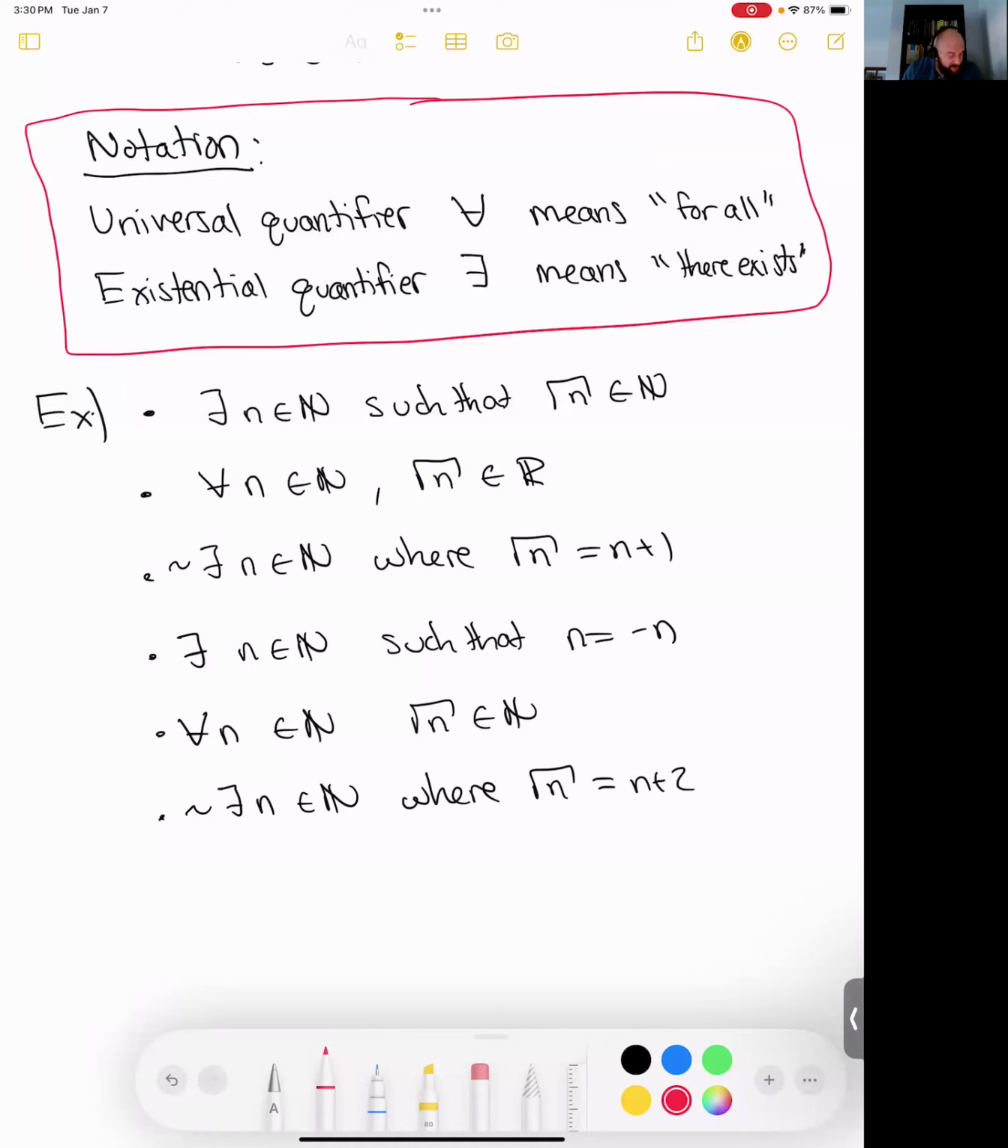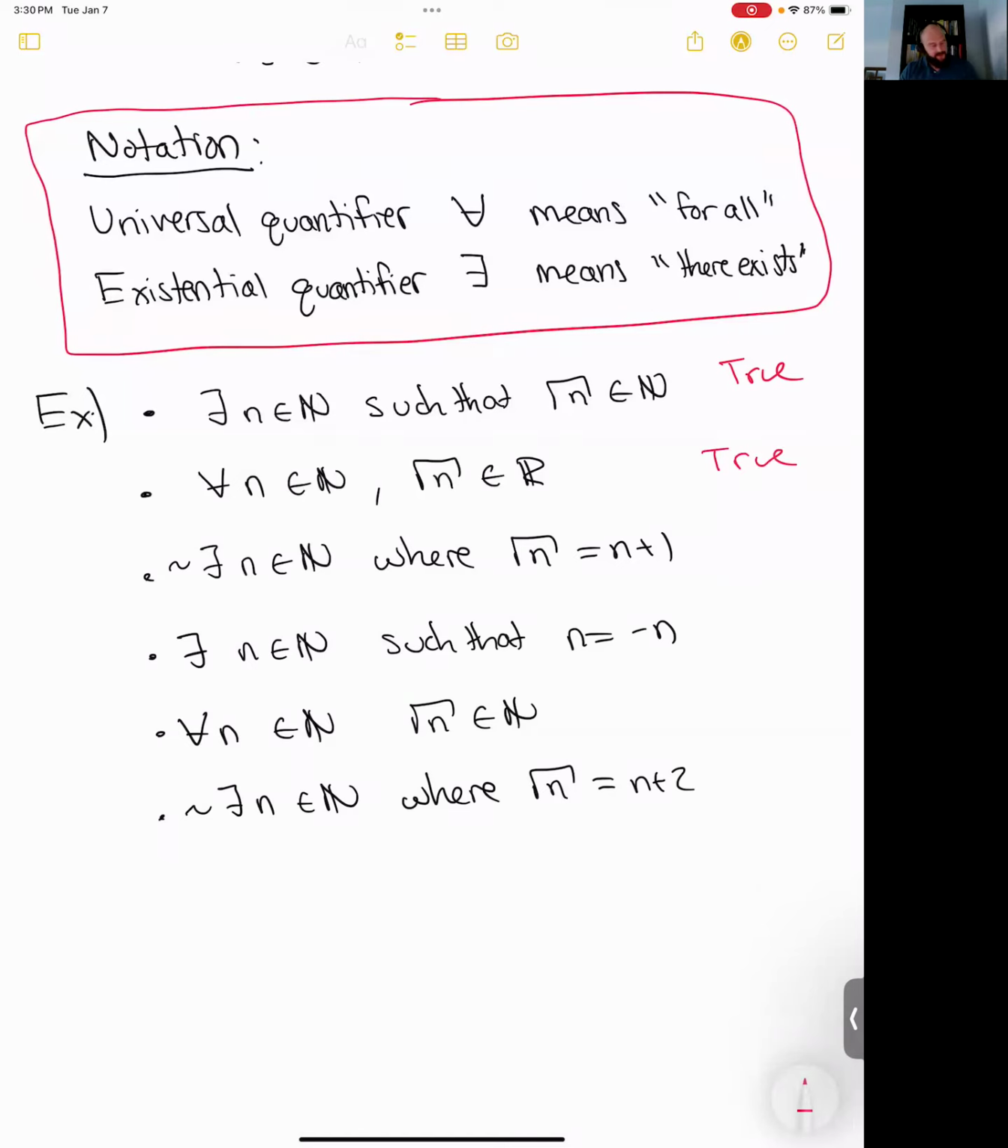So now I want to decide whether these things are true or false, right? Let's see, the first one: does there exist an n such that square root of n is a natural number? Well, 4, right? The square root of 4 is 2, so that's a natural number. So that's true. The second one says for all natural numbers, it has to be the case that the square root of it is a real number. Depending on how much you know about this, you might not know this for sure, but that's actually true. Every square root of a natural number is a real number.